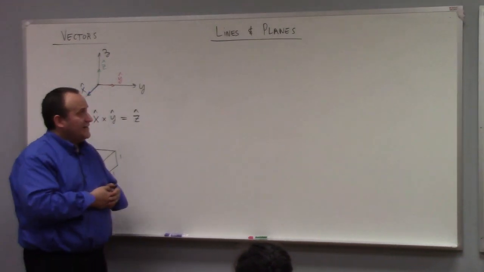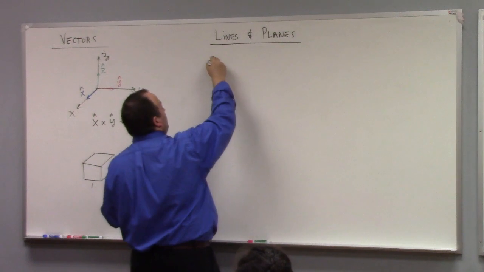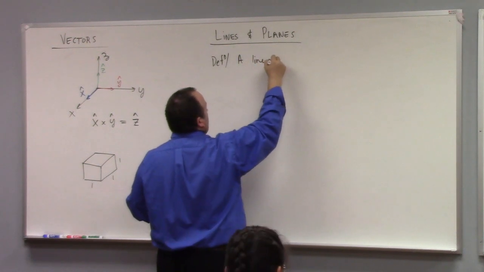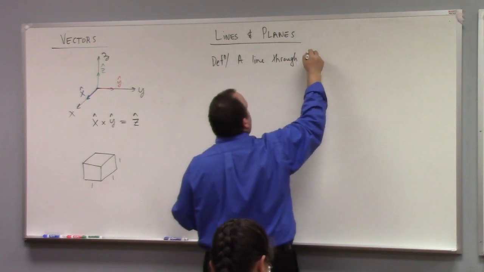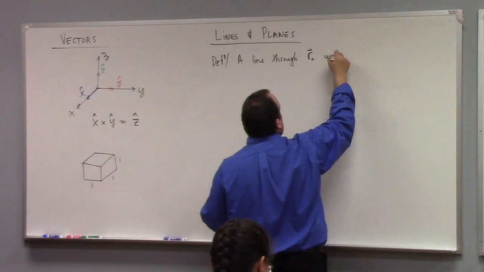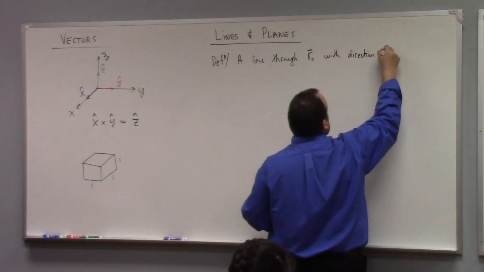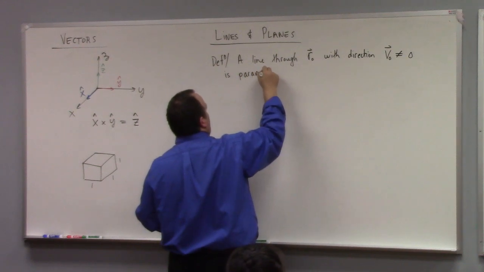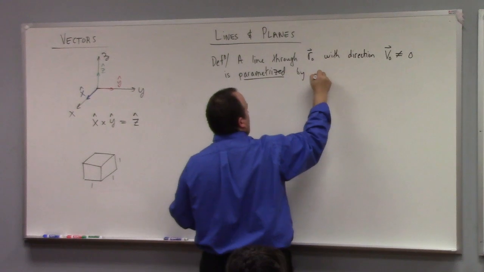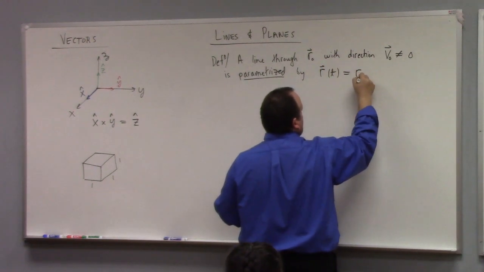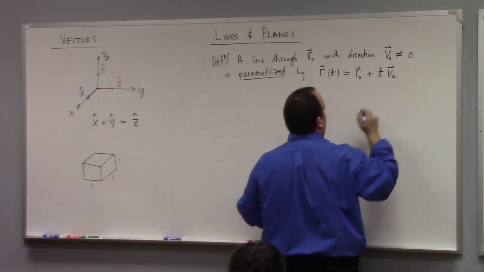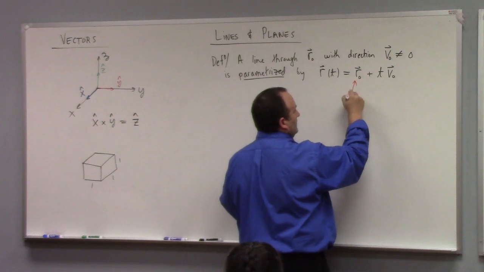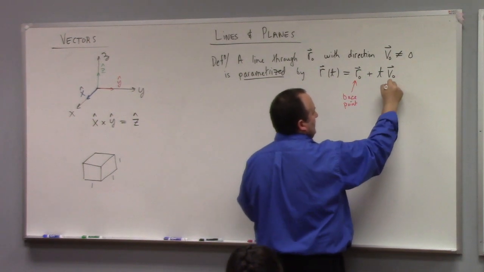All right. So lines. Let's give a definition of a line in here. You guys can ask me more questions about cross products in future days, of course, but I should move on here. A line through R naught with direction V naught not equal to 0 is parametrized by R of t equals R naught plus t V naught. So R naught is called the base point. V naught is called the direction vector of the line.